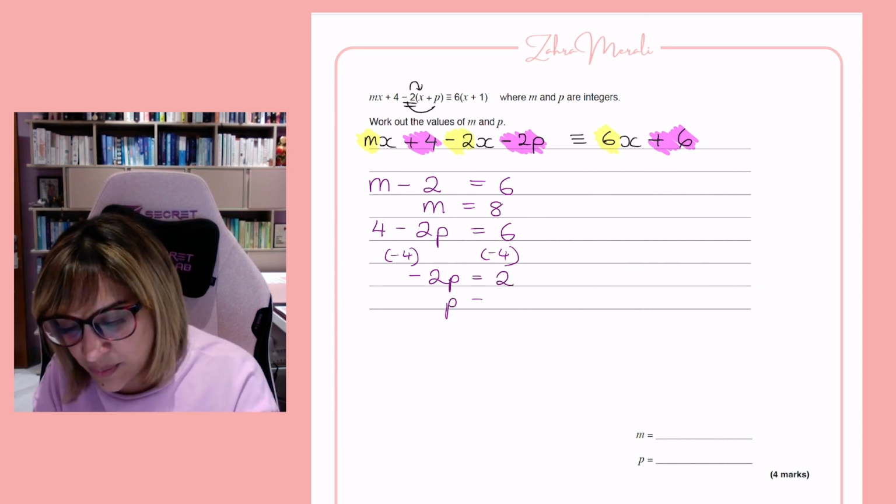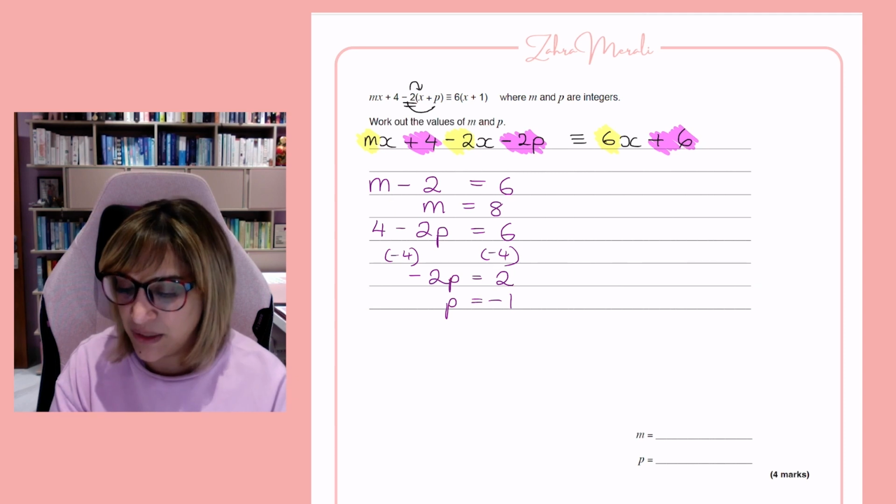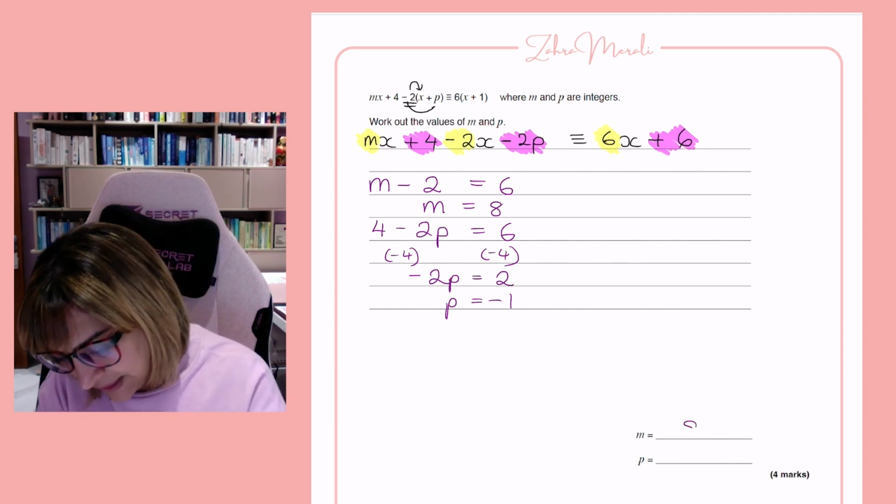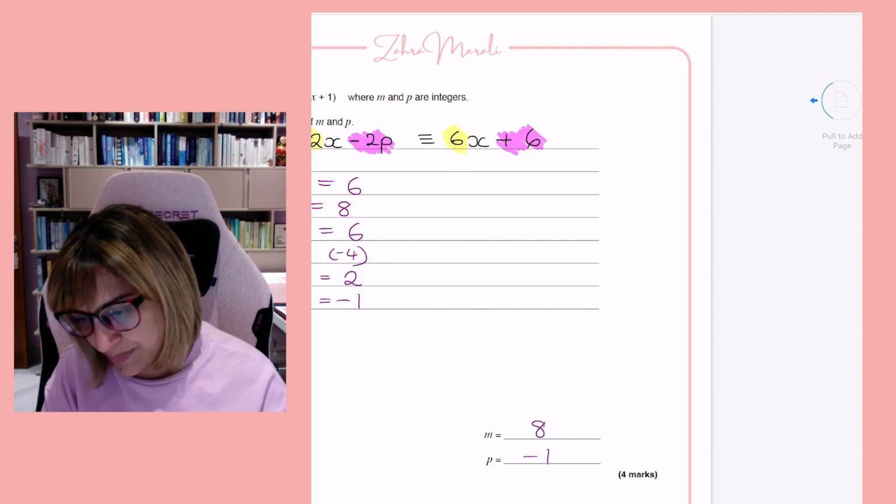So p equals minus 1 when I divide by minus 2. Go back and fill out. So 8 and minus 1.